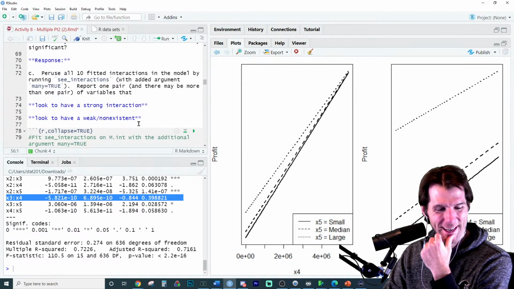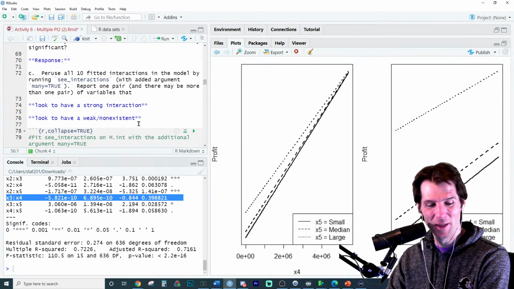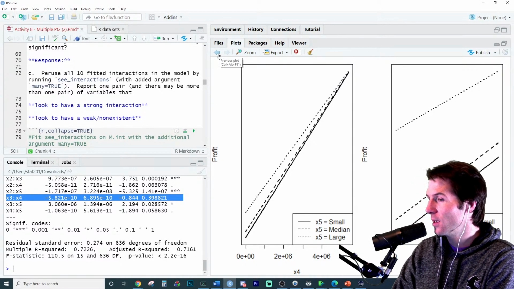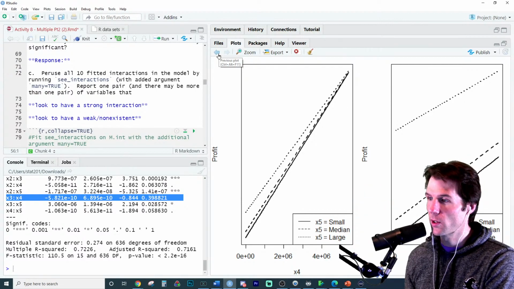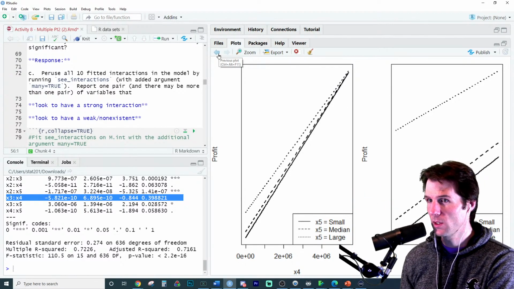Use by running interactions. So I did that right there with the many equal true. Report one pair, and there may be more than one pair of the variables that look to have a strong interaction. So do you think this interaction right here looks strong or weak, and why? Could this be one we could report as a strong or a weak interaction?